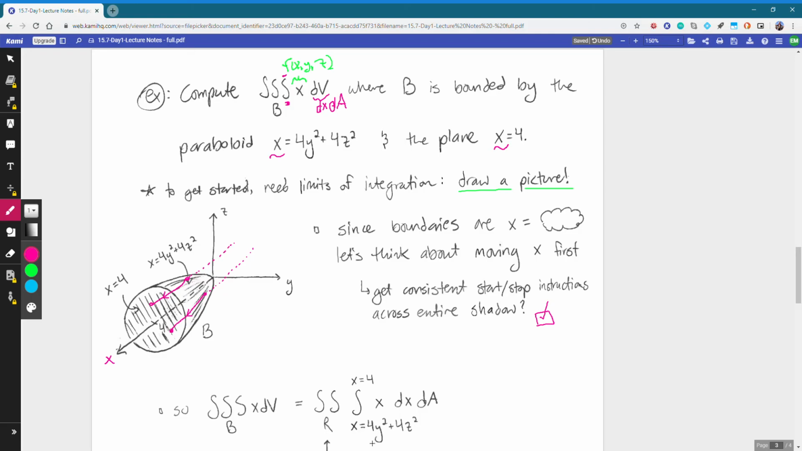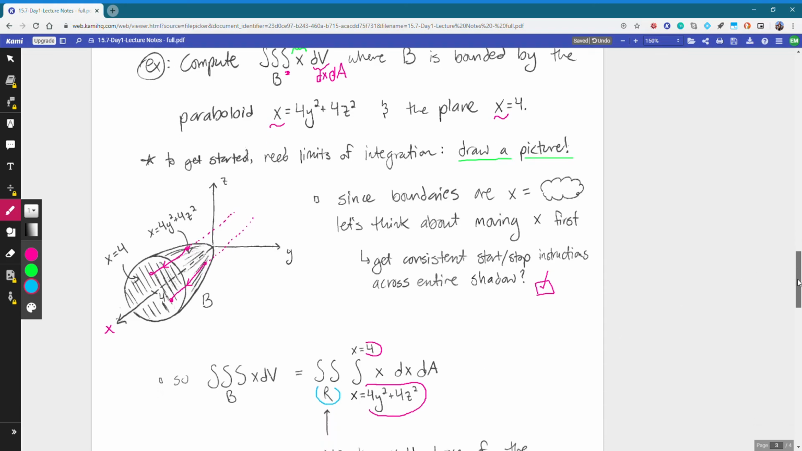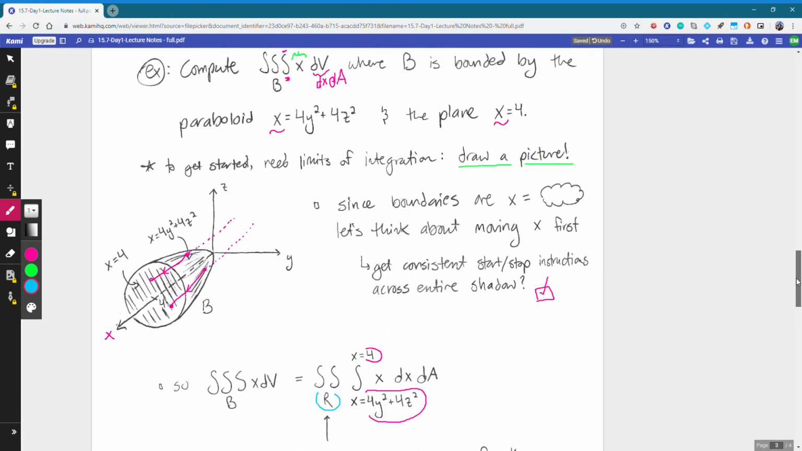We've put the equation for our paraboloid here. That's our starting instruction, and we're stopping at the plane x equals 4. And we're moving x first. We have dx, and then dA is for our second and third variables, which we are going to now move over R, where R is the shadow of our Christmas ham in the x direction.